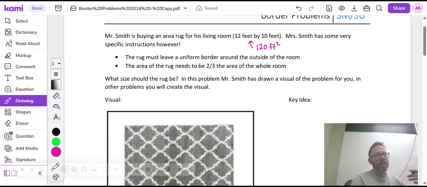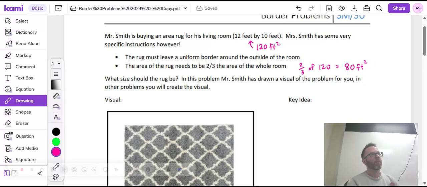And then the rug needs to be 2/3 the area of the whole room. So 2/3 of 120. I think we could all do the mental math here. A third of 120 is 40, which makes 2/3 80. So the rug's area has to be 80 feet squared.